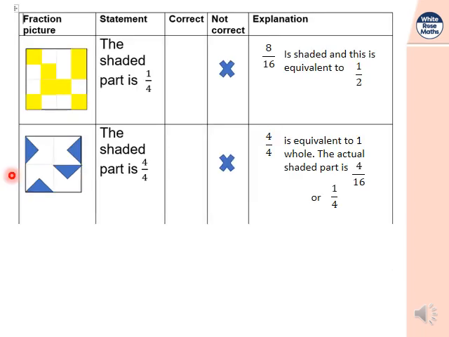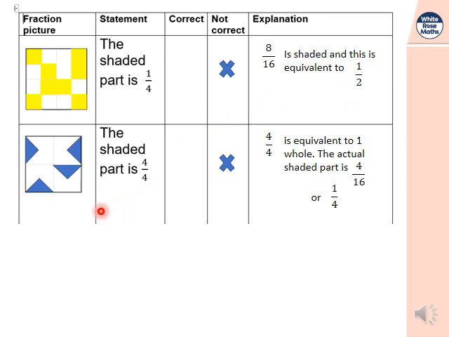Here are our answers for the first 2. The first one was not correct. It was in fact 8/16 is shaded. So if we saw our lines, we had 4, 8, 12, 16 squares, and 8 of those were shaded, and 8/16 is not the same as a quarter. 8/16 is shaded, and this is equivalent to a half.